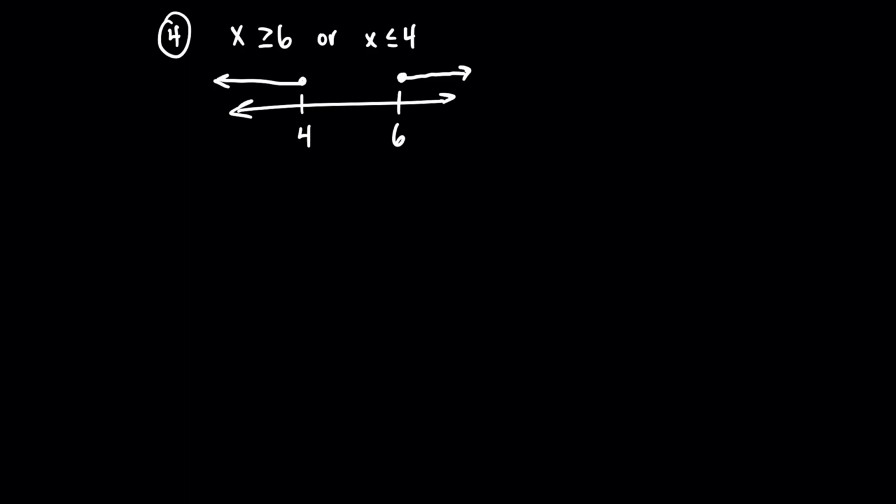And just so you can visualize this, how about if we pick something less than 4? How about 3? Is 3 greater than or equal to 6? No. Is it less than or equal to 4? Yes. So 3 should be in our solution set. So this is why we shade everything above 6 and below 4.